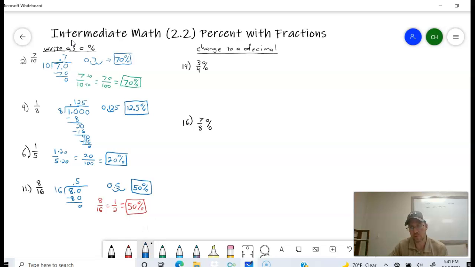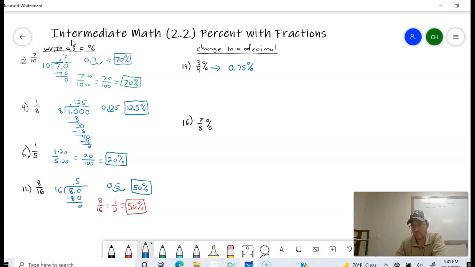Okay, now this one's a little different. On number 14, it wants us to change this fractional percentage to a decimal. If we were just changing a fraction to a decimal, it's pretty easy. 3/4 would just be 0.75. That's one of those that we should be familiar with. But because it's a 3/4%, that's different. So here we go. 3/4. I'm going to change it to a decimal percent first. So 3/4 is 0.75%.